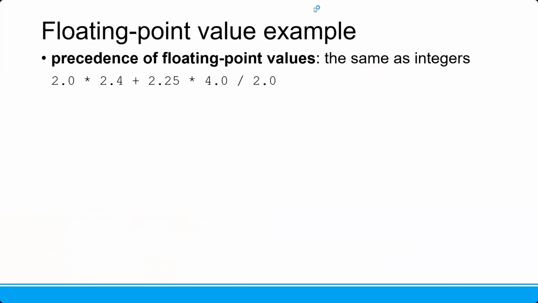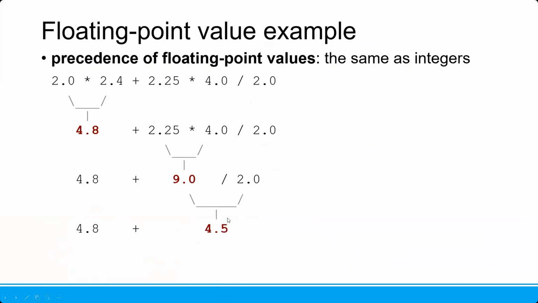Now we have this problem. What is the result? It follows the steps from left to right. So 2.0 multiplied by 2.4, then the result is float 4.8. And then I will do the next multiplication, because this is the lower level. And then I will do the division. And the last one, we will do the addition.